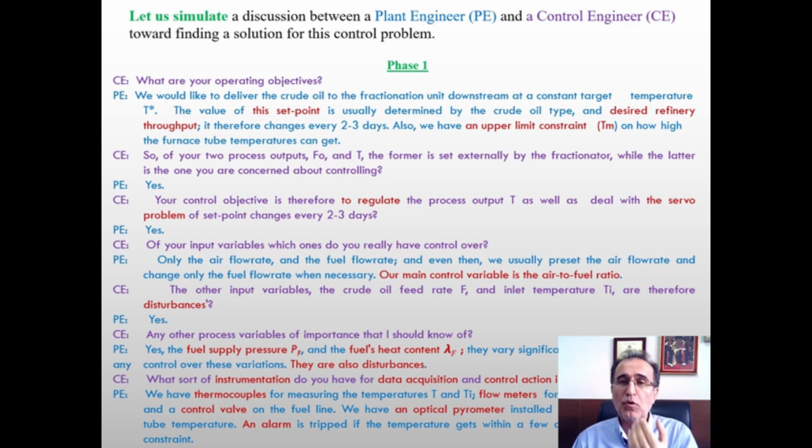Then the control engineer will ask about the Fo and T, the output flow rate and temperature. The former is set externally by the fractionator, how much flow is needed in the fractionator, but T is actually about the desired temperature. And what is the control objective? It is to regulate the process output temperature T as well as the servo problem.